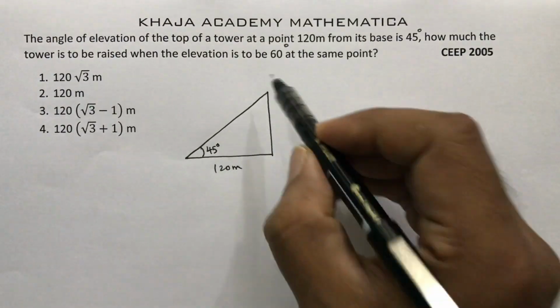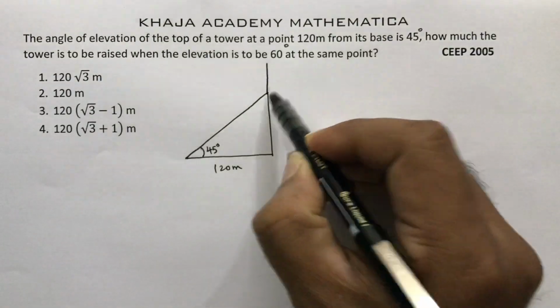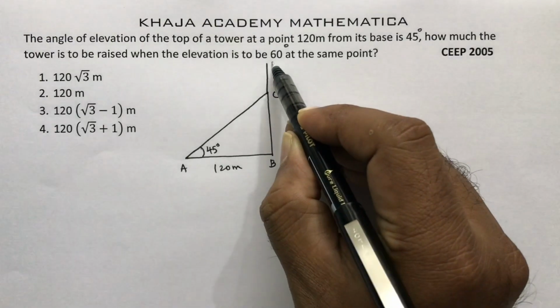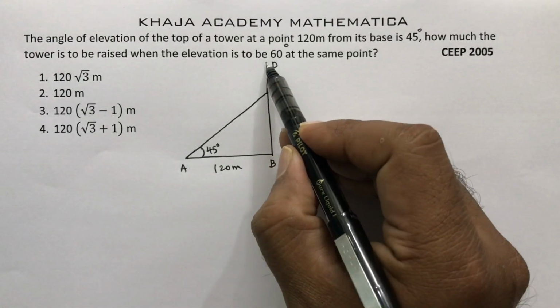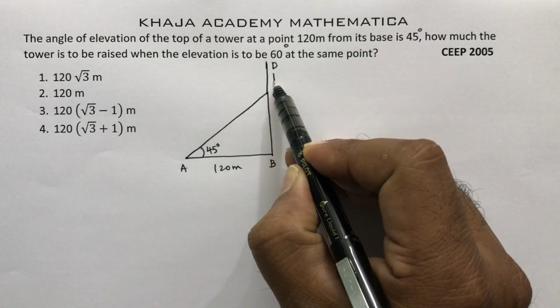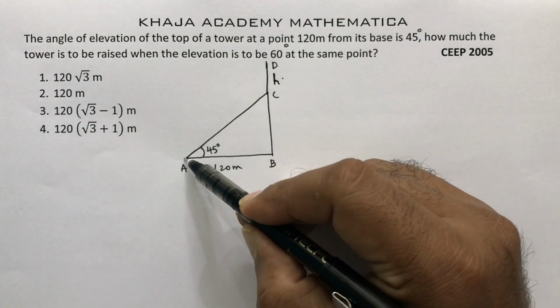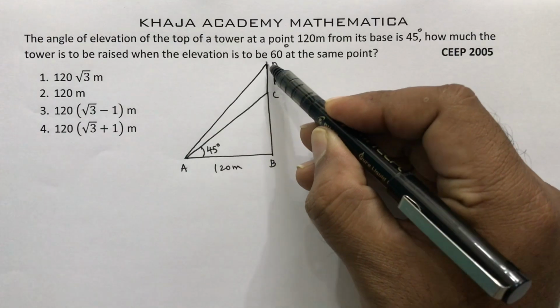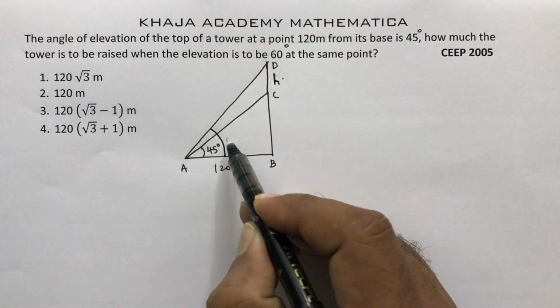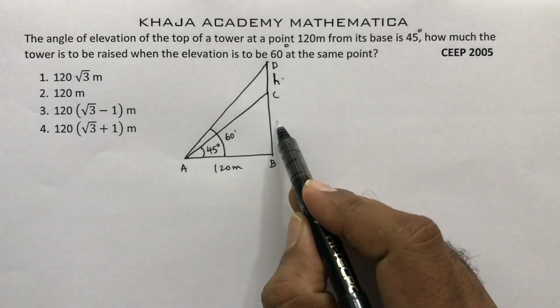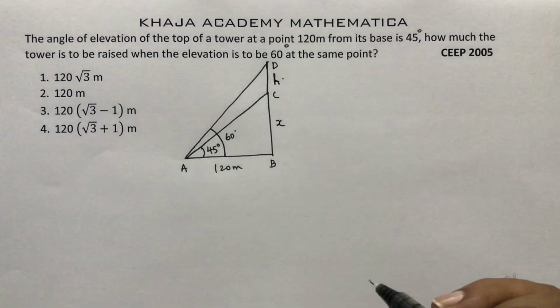So how much does the tower have to be raised? First, let the original height be BC. Now take till D. Suppose imagine the raised part as H. We need to find this H. How much it has to be raised so that the angle of elevation should now be 60 degrees. So we need to find H. We don't know BC also. BC you can consider as X.